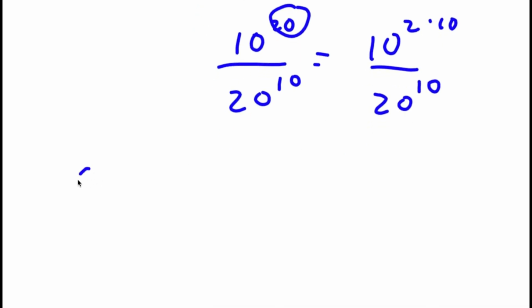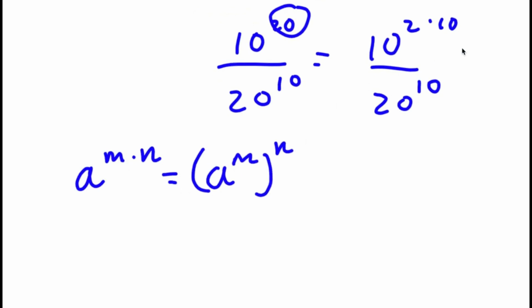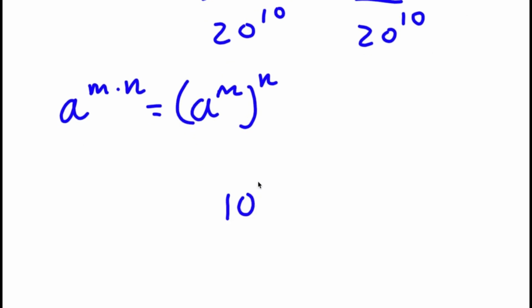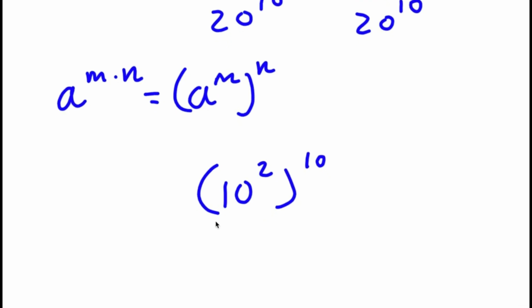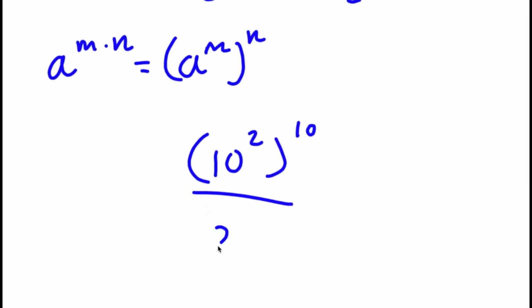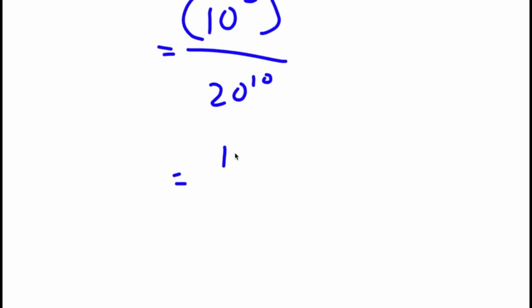Now, if I have something in the form a to the power of m times n, this is equal to a to the power of m to the power of n. So 10 to the power of 2 times 10, that's going to equal 10 to the power of 2 to the power of 10. Now I have this over 20 to the power of 10. Now 10 to the power of 2 is 100. So now I have 100 to the power of 10 over 20 to the power of 10.